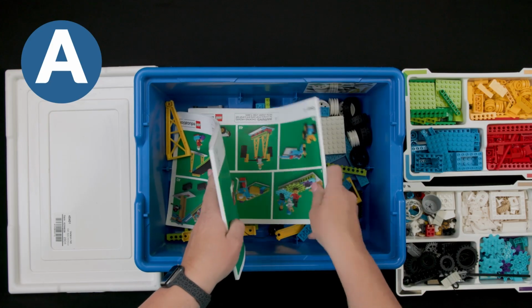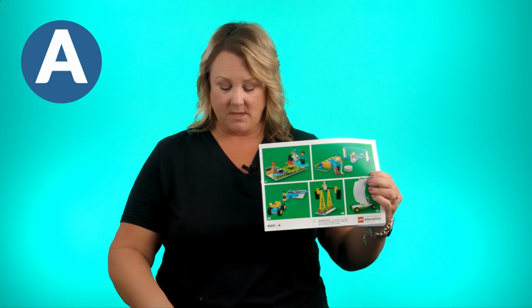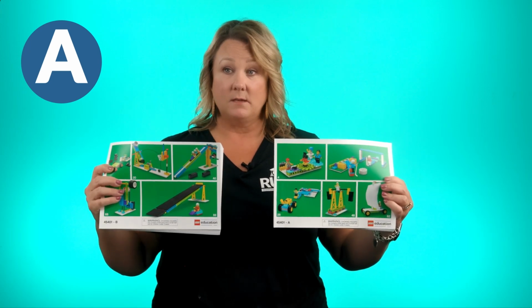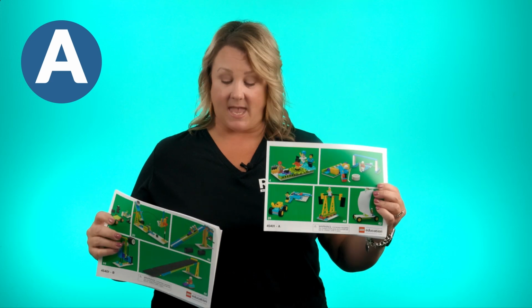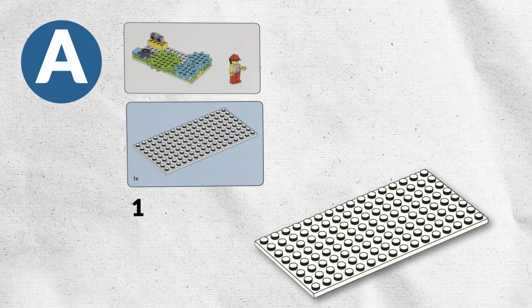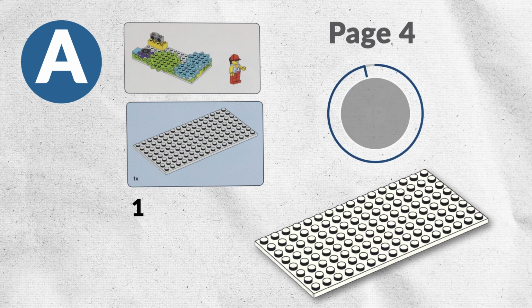All right, partner A, it's your turn again. This time you're going to reach inside of the box and grab book A. You will notice that there are actually 2 books inside of the kit. You only need book A. So book B can simply go back inside of the box. Okay, partner A, I would like for you to now please open up your book to page number 4.